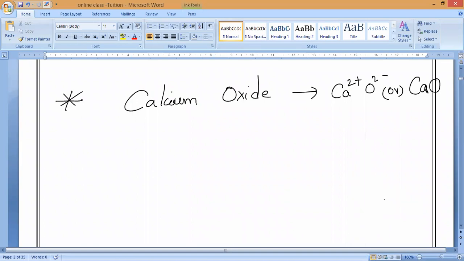What is the atomic number of calcium? As I said today, first that only. 20. Calcium is 20, very good. So calcium's atomic number is 20. And what is the electronic configuration? Anybody can say?